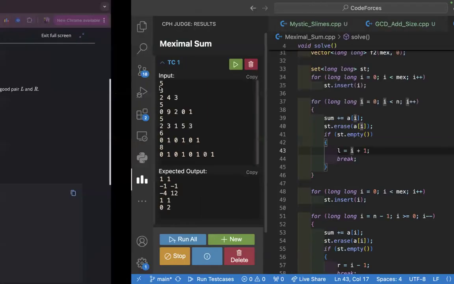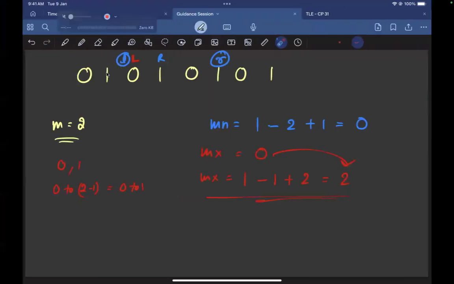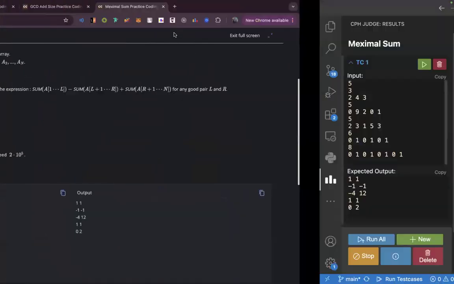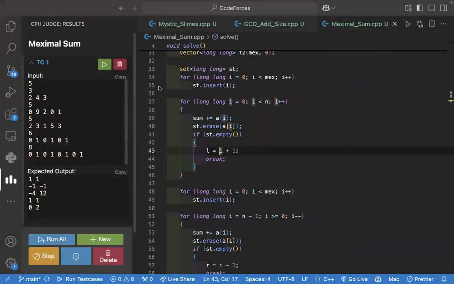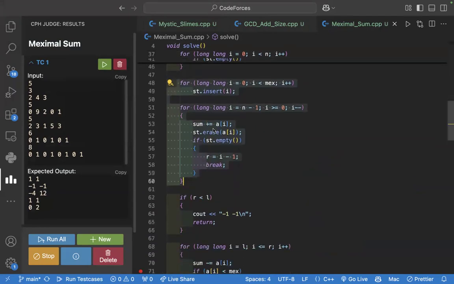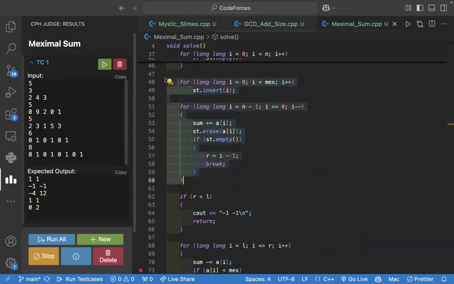Clear? I hope this is clear, right? Like you would have done something like this. You would have gotten 0, then 1, and then you would have stopped because you got both these numbers, and then the next index would have become L. Clear, Dhruv? Okay. Now the same thing for R, just from the back. No doubts? Can we move on?